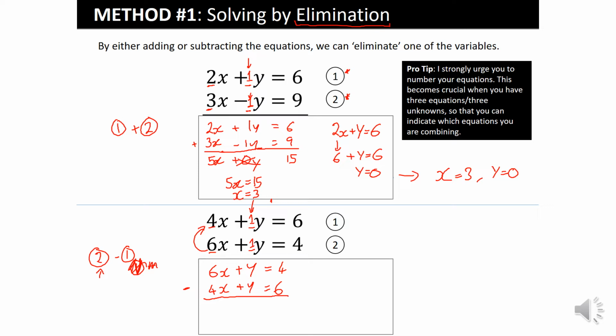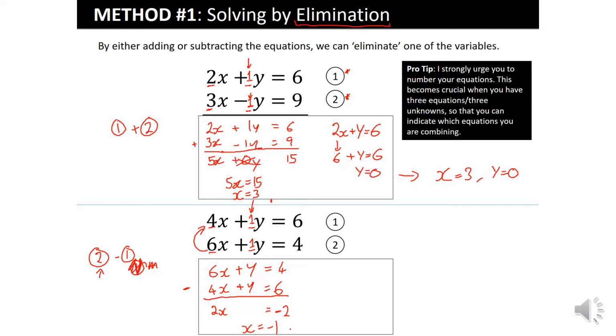So now we're doing a subtraction. So we do 6x take away 4x, which gives me 2x. We've got y take away y, so that's just 0. And then we've got 4 take away 6, which is minus 2. So we end up with 2x equals minus 2. So then dividing both sides by 2, we just end up with x equals minus 1. So we've got our x value.